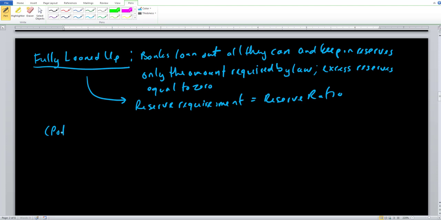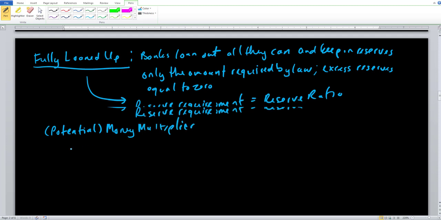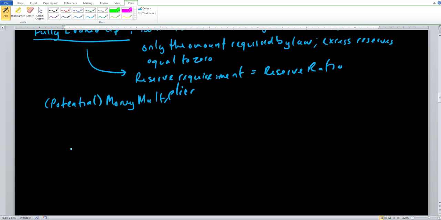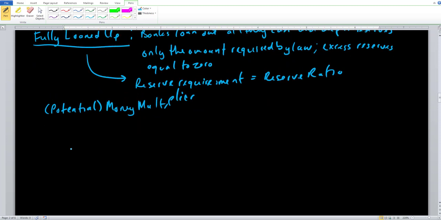This one is going to be called the potential money multiplier. It's called the potential money multiplier essentially because it is telling us the potential amount of new money that can be created. So theoretically, what is the most that can be created within the banking system? As we saw, it's calculated as 1 divided by the reserve requirement.